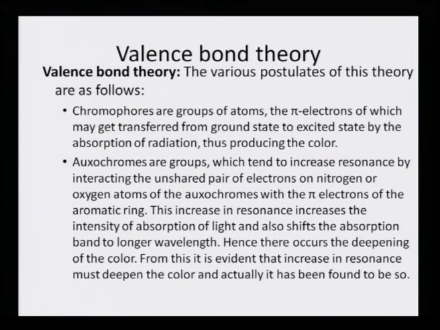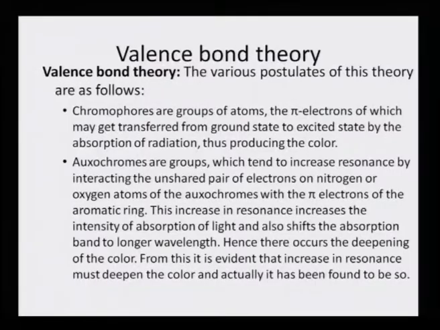The valence bond theory. The various postulates of this theory are as follows. Chromophores are groups of atoms, the pi electrons of which may get transferred from ground state to excited state by the absorption of radiation, thus producing color. This is what we were trying to refer to, the fact that it has so many conjugations. Each pi bond has pi electrons, and it is the delocalization of these pi electrons which, once they absorb light, are so facile that they can get excited to the excited state by the absorption of the radiation.